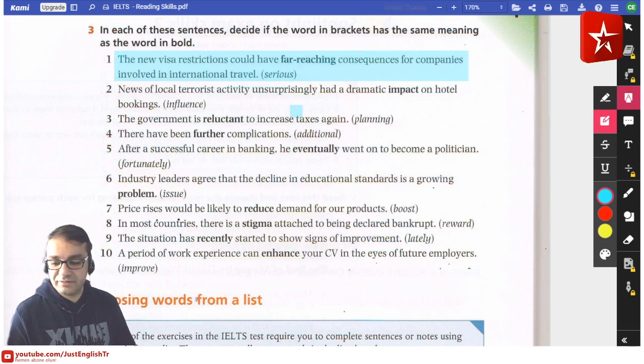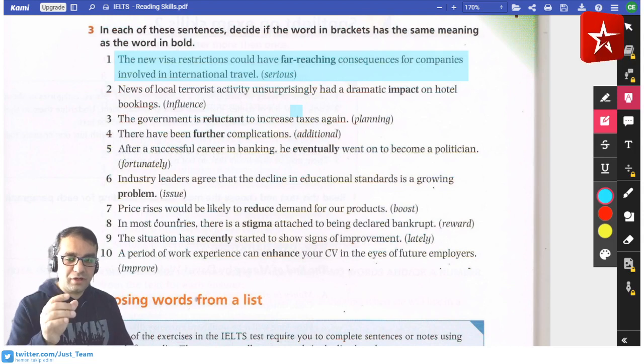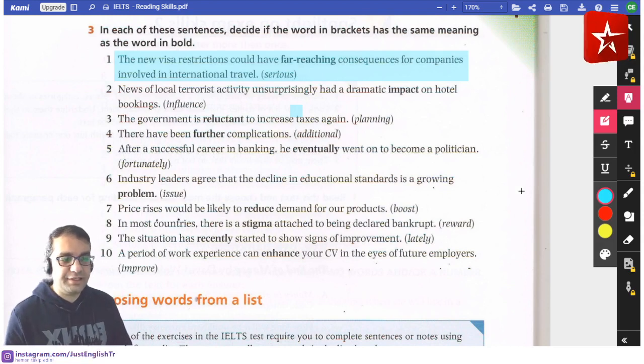So, my dear friends, what do you think? Is it yes or no? Number one is yes. Wonderful. Erdogan is correct. Number one is yes.